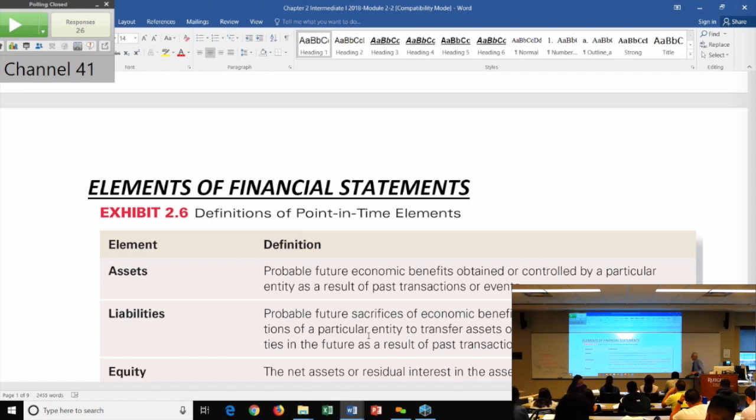But when you think about the elements, what we have to make sure we understand is that we have 2 types or 2 groups of elements. We've got point in time and over a period of time elements. Now, the point in time elements are predominantly balance sheet.